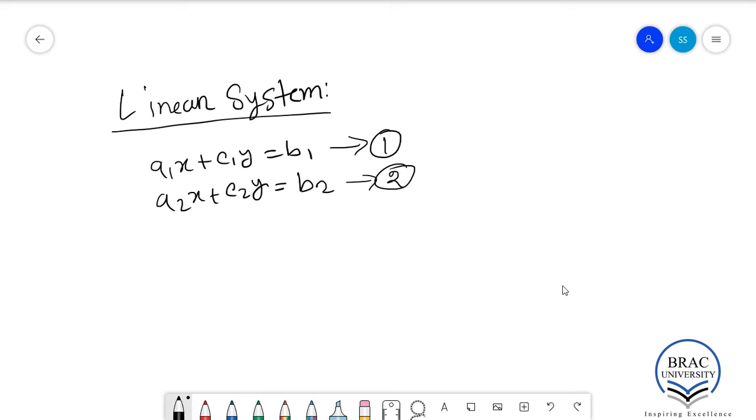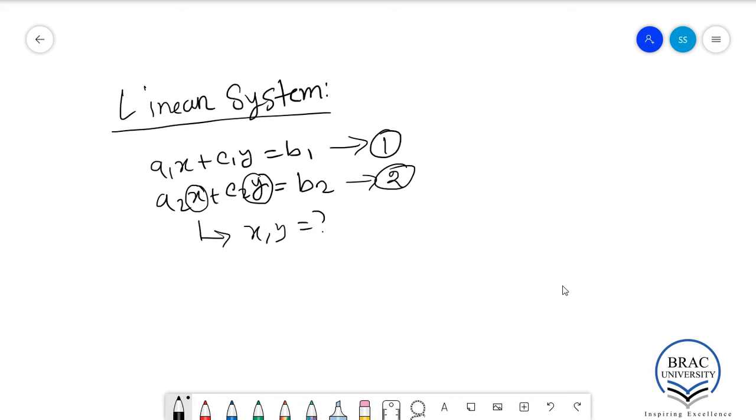The reason we are calling it linear is because these x's and these y's don't have any term like x square, y square or x cube, y cube and so on. That is, there are no higher order terms. So when you plot them, you just get a straight line. That's why we are calling it linear. Now our goal is to find out what x and y are.